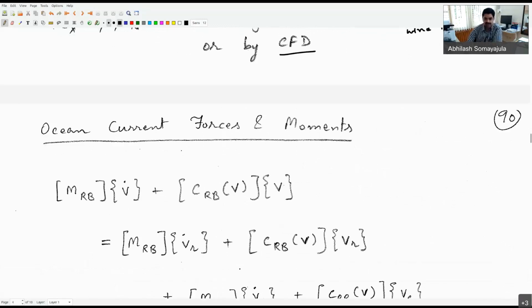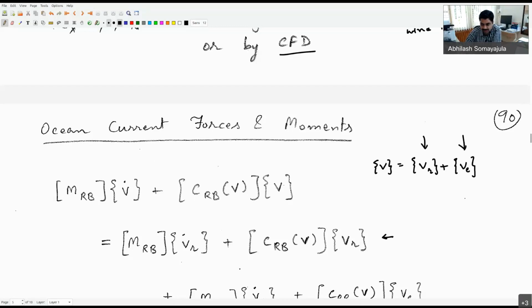a little bit more. Remember that when I was talking to you, we were discussing the idea that this combination MRB times V dot plus CRB times V can be expressed in a similar format, but with respect to the relative velocity vector. We'll try to see more of a proof of why that is so in this case. And it's just a mathematical formalism which I want to include so that we are not getting confused at a later point. So if I assume that my total velocity vector V is nothing but VR plus VC, right? This is coming from the current, and this is the so-called relative velocity vector.